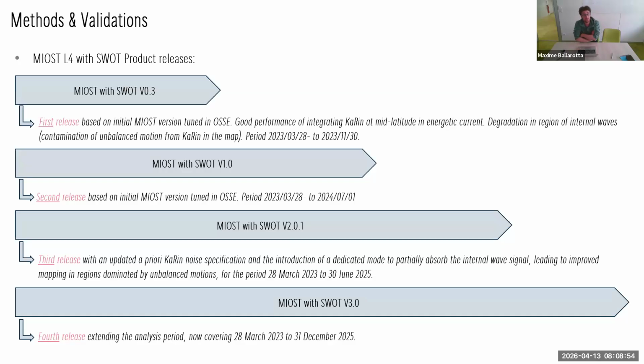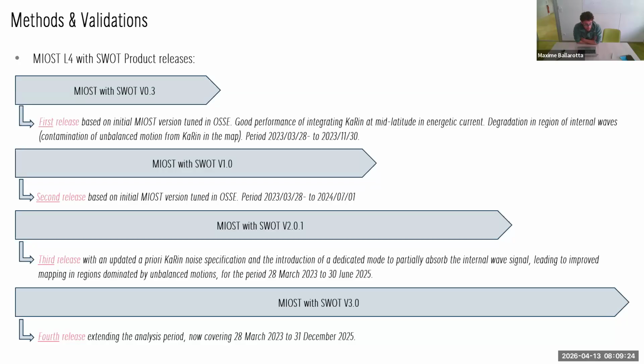Since SWOT is flying, there have been several releases of the level 4 product on the Aviso website, from the V0, V1, V2, and now the V3. In terms of upgrading of the system, the first version of the level 4 product was based on the MIOST version that was specifically tuned in observing system simulation experiments.